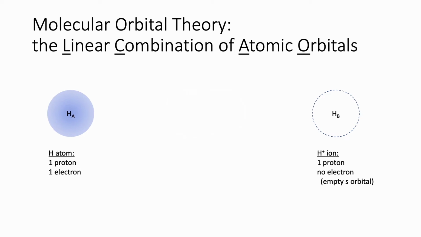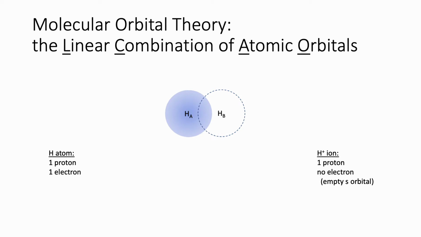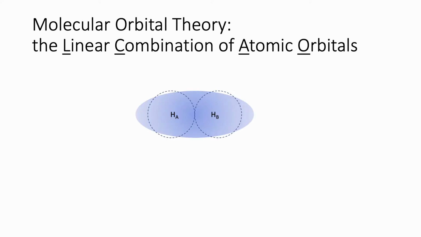So as these come together, the nucleus of the B atom, the one without an electron, is going to be attracted to the electron that hydrogen A has. And so they're going to come together, and now because there's the empty s orbital of hydrogen B, where there's space for an electron, the electron can now move throughout a space that is pretty much the space that it used to have with nucleus A, plus the empty space that was available around nucleus B. So that's what we're talking about when we're talking about combining orbitals.